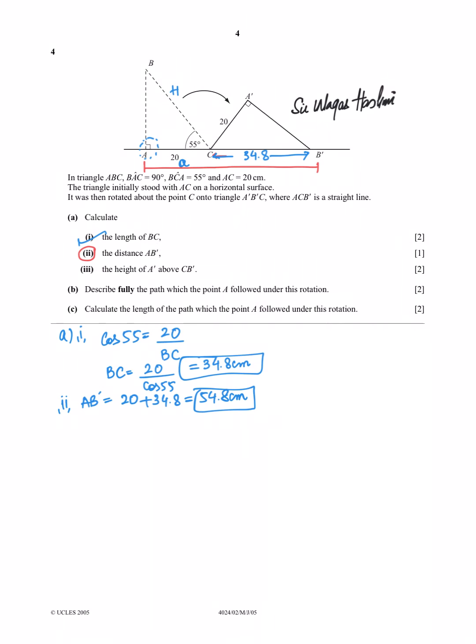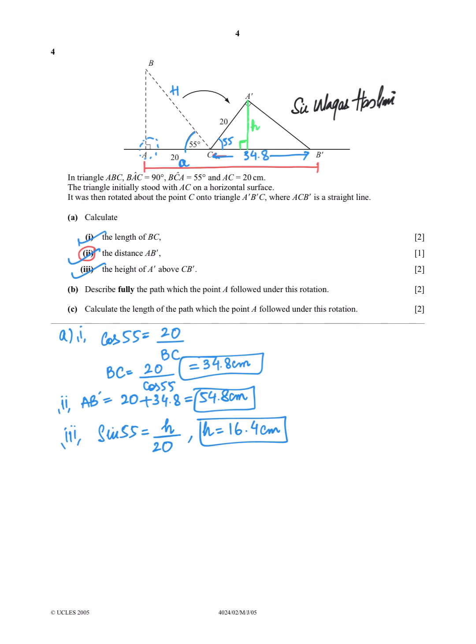The next part says the height of A dash above CB dash, that means we need to find this height. If I draw the length by green pen, this height we need to find out, right? Now we know the angle 55 here, so that angle will be same because we have same triangle. So in that triangle, I am talking about part 3, we can apply sine here. Sine 55 equals opposite, that is h, over hypotenuse, it's 20, and that gives the value of h, it's 16.4 centimeter. That is your answer for part 3.